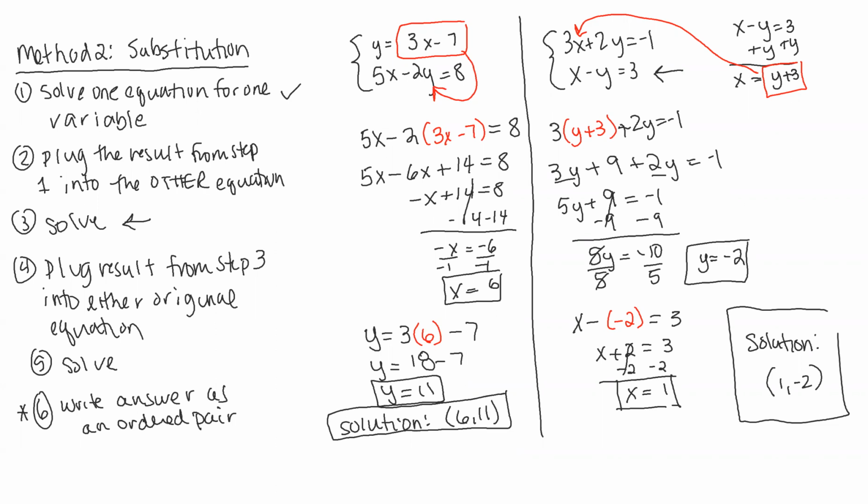Okay, so that's method 1, graphing, and method 2, substitution. Let's look at method 3. Method 3 has 2 names. You will see it called the addition method or the elimination method, and both names make complete sense. I've seen them both in books. It just depends on the book. I grew up calling it the addition method, but elimination is great too.